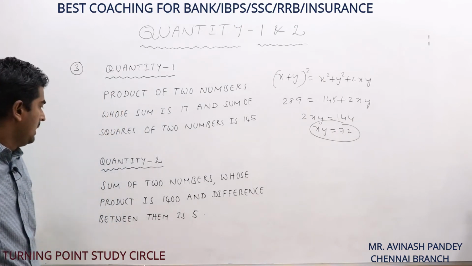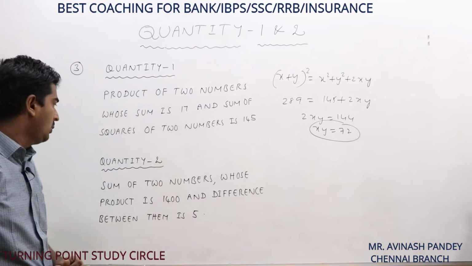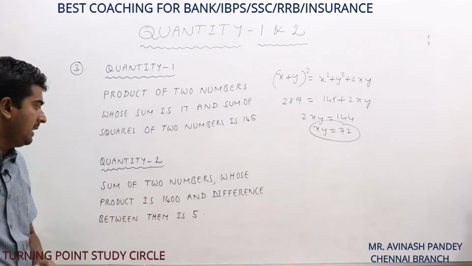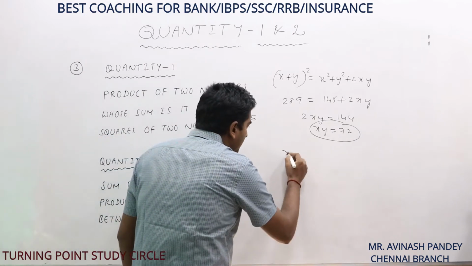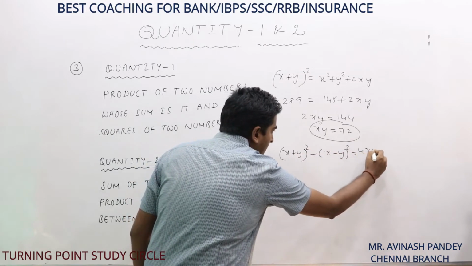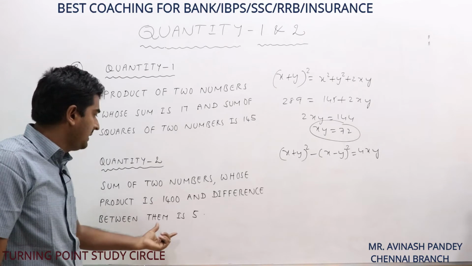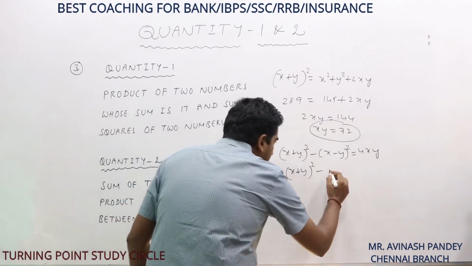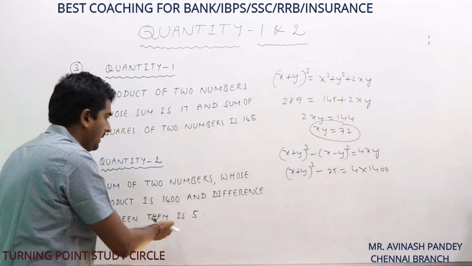Now I am solving quantity 2. The sum of two numbers whose product is 1400 and the difference between them is 5, right? What they are asking here is to calculate x plus y, and what they have given you is xy, 1400, and x minus y, 5. So for that, the best algebraic identity is (x plus y) whole square minus (x minus y) whole square is equal to 4xy. Hope everyone knows this algebraic identity. So (x plus y) whole square they are asking, and x minus y they have given you 5. So I am substituting here (x plus y) whole square minus 5 square, which is 25, is equal to 4 into 1400. Why? xy they have given you 1400.